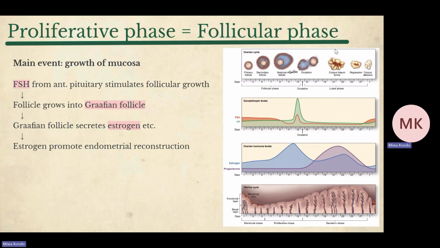First, the proliferative phase, also known as the follicular phase. The primary event here is the growth of the mucosa initiated by follicle-stimulating hormone, or FSH, from the anterior pituitary gland. FSH promotes follicular growth into a Graafian follicle, which secretes hormones such as estrogen. Estrogen stimulates the reconstruction of the endometrium.